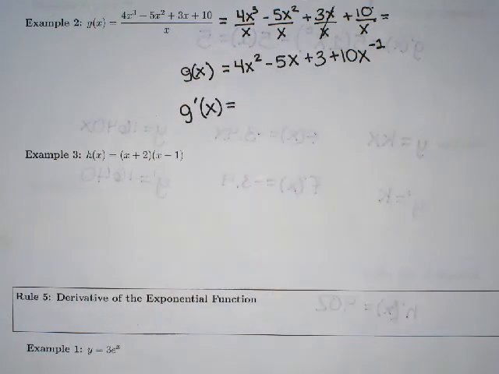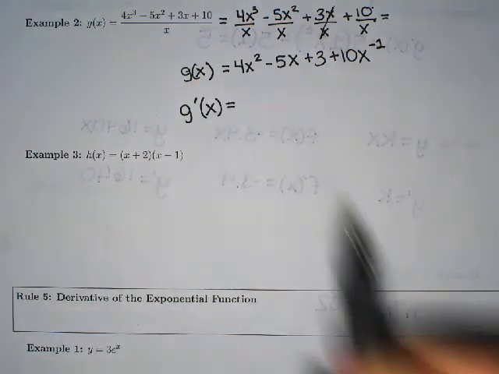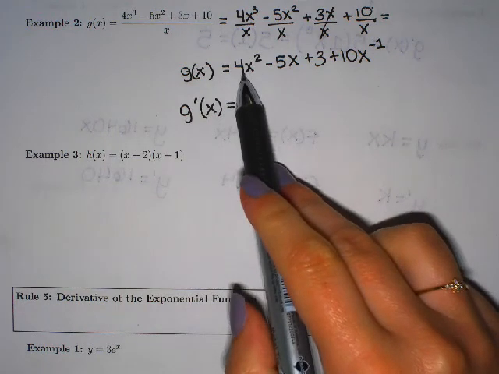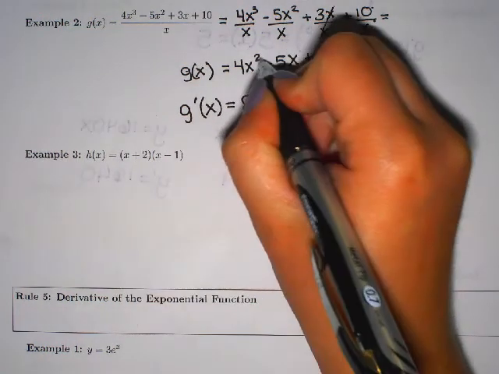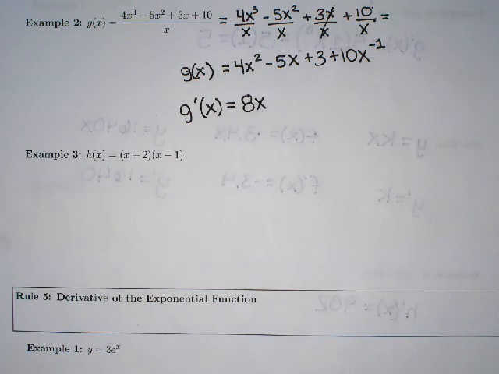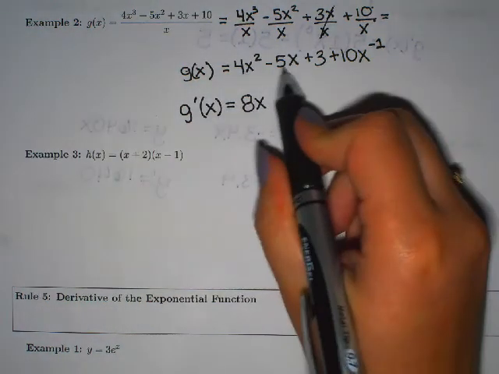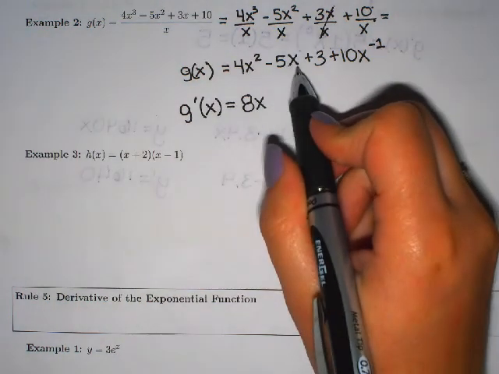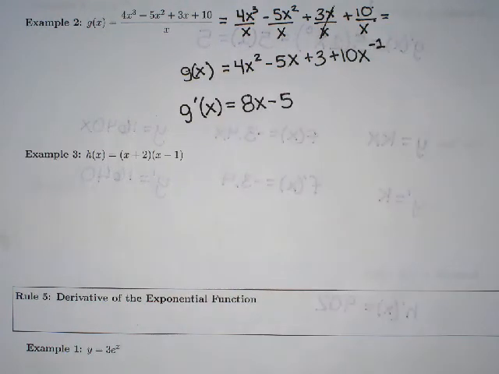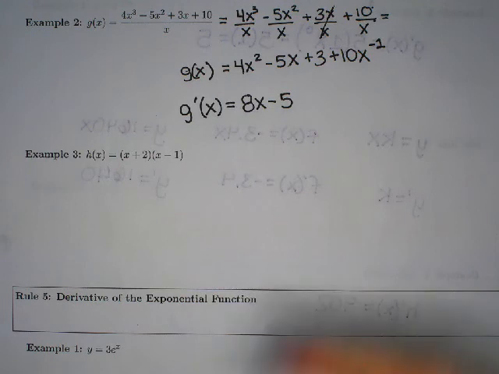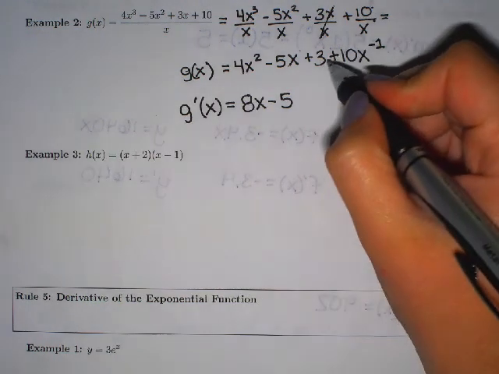So I'm going to label it g prime of x because I'm ready to take the derivative. Bring down the power. So 4 times my power 2 is going to give me 8. And then I'm going to have x to the 2 minus 1, which is just x to the first. So I have 8x. And then here's our mini rule. What's the derivative of negative 5x? It's negative 5. Because if you bring down the power, you're bringing down a 1, which doesn't change anything. And raising x to 0 also is 1.